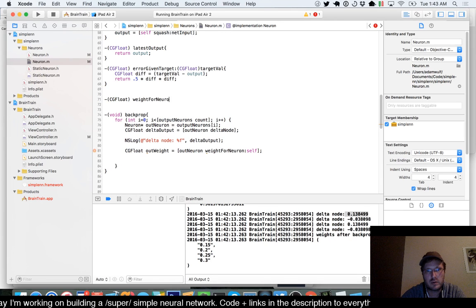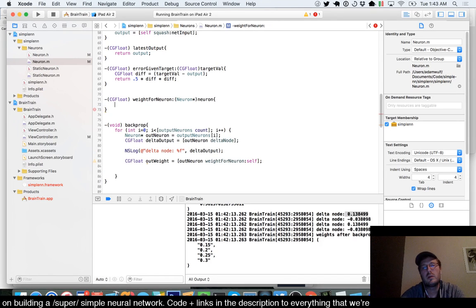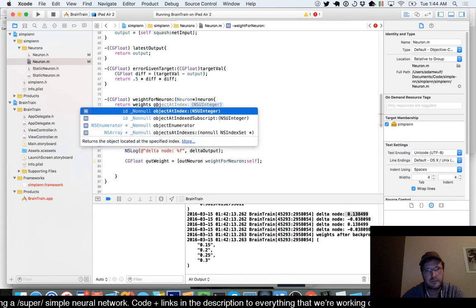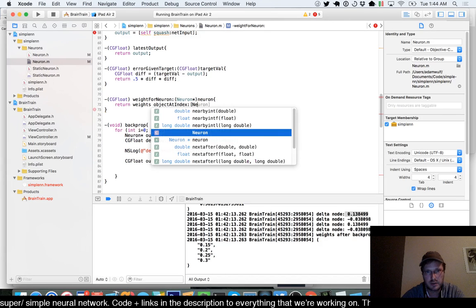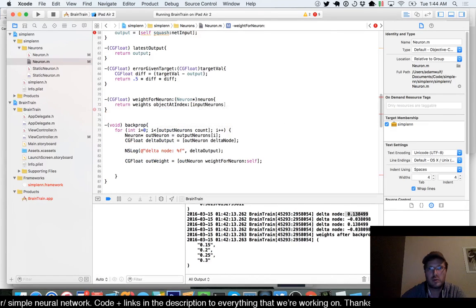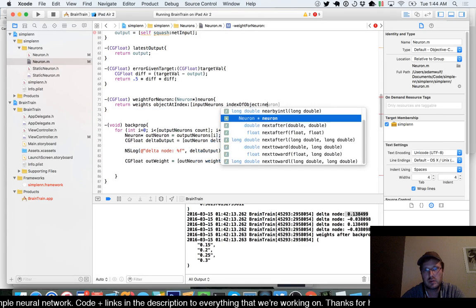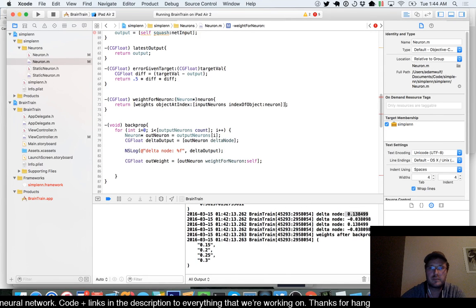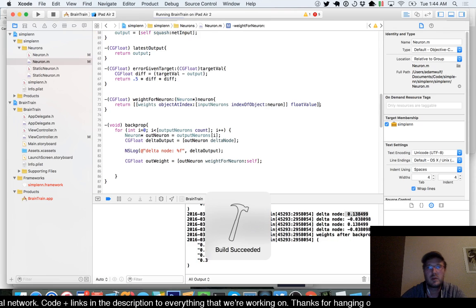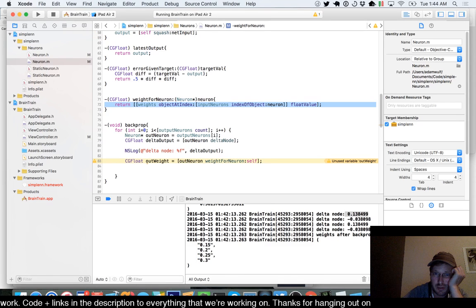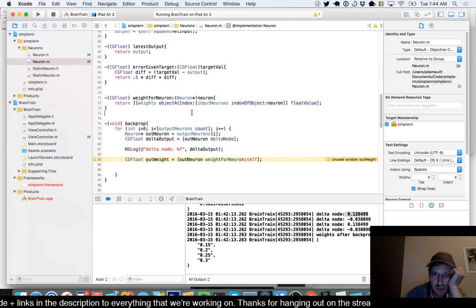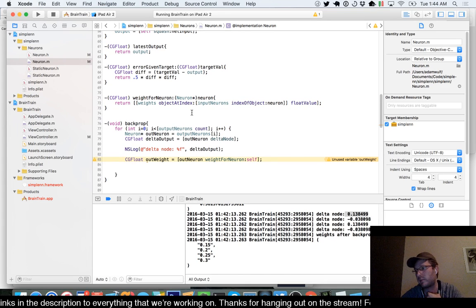Weight for neuron. Weights. Object at index. Input neurons. Index of object. Neuron. There we go. This is going to die a terrible death if neuron does not exist, and that's probably completely okay with me, because I'd rather have that bug. I'd rather know, right?